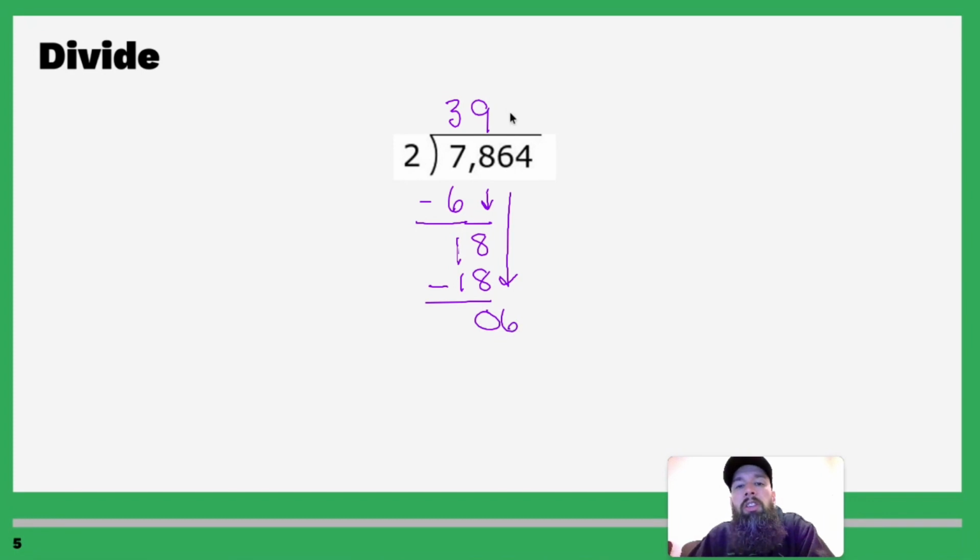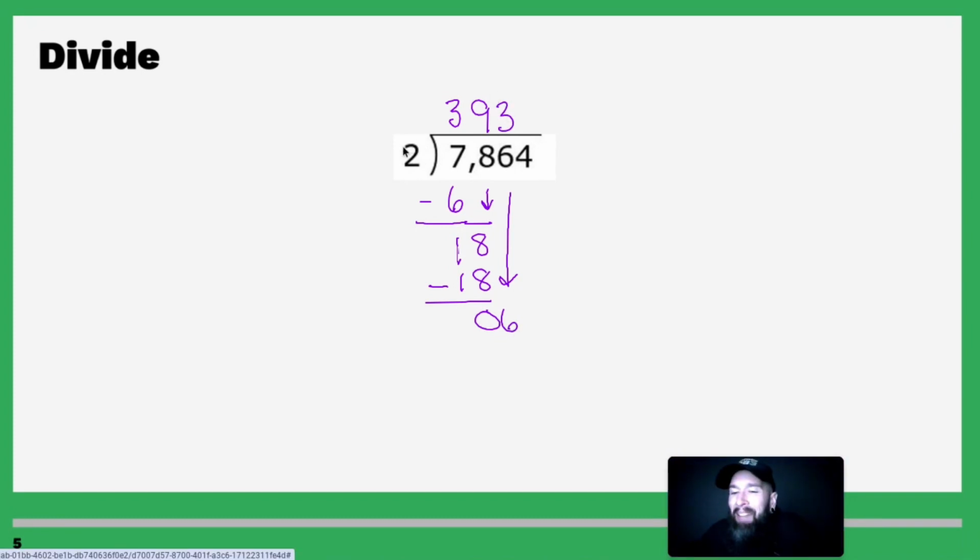2 goes into 6 3 times. 3 times. It happened again. It happened in the last video where the lights went out. The lights went out again. So it's spooky math. Spooky long division. I love it. I'm keeping it.